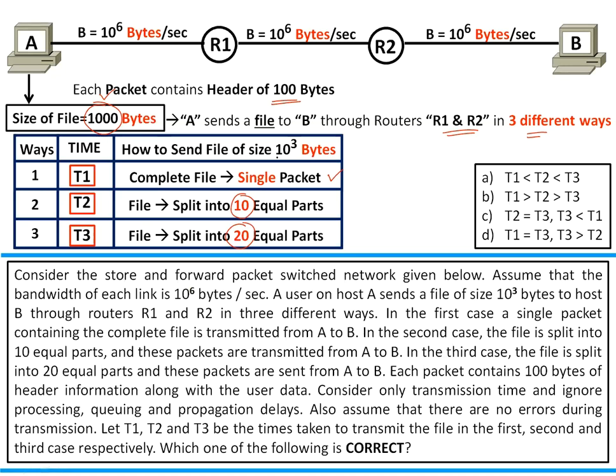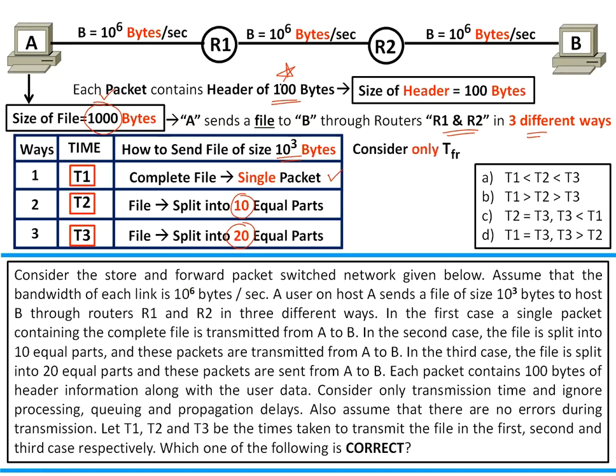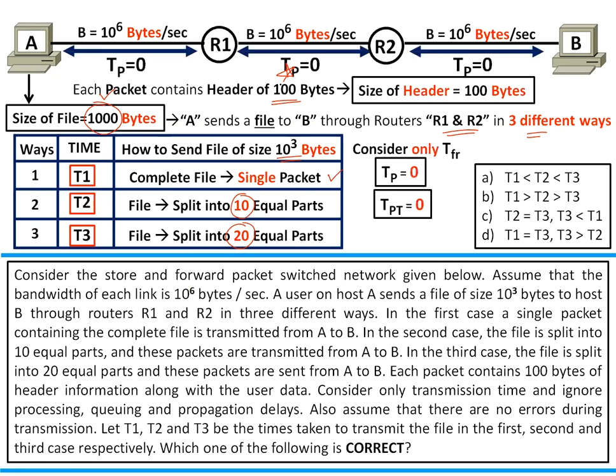So it is a file of data 10 power 3 bytes. To each packet, you have to add the header of 100 bytes. Consider only TFR. TP will be 0. TPT will be 0. TQT will be 0. Only TFR they are asking you to consider. So only TFR you have to calculate.